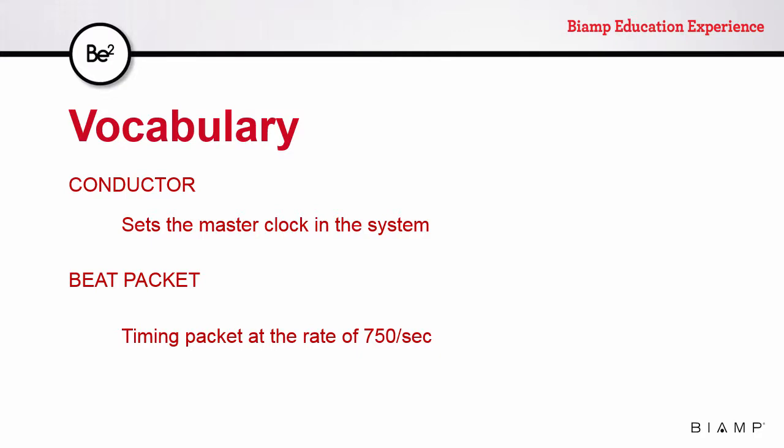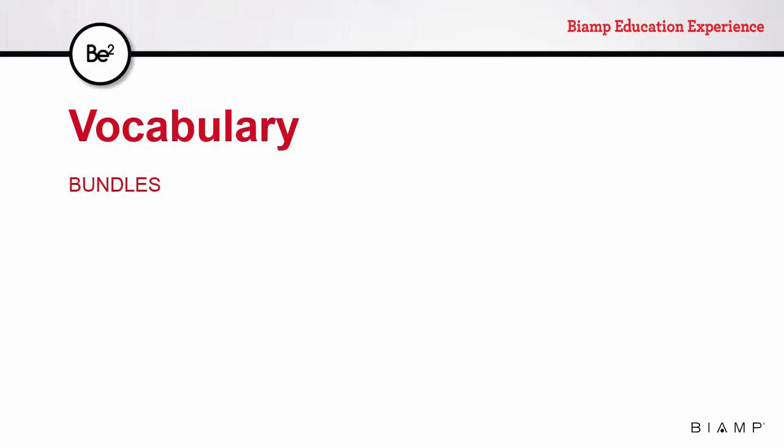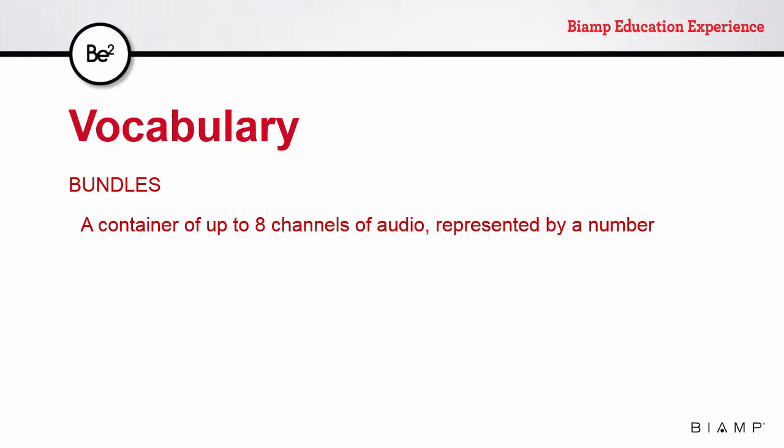The conductor also negotiates the flow of CobraNet audio traffic by giving permission to each device on the network that wants to transmit a signal and keeping tabs on them so that devices don't step on each other. It does this via bundles. Think of a bundle simply as a container of up to 8 channels of audio and represented by a number.